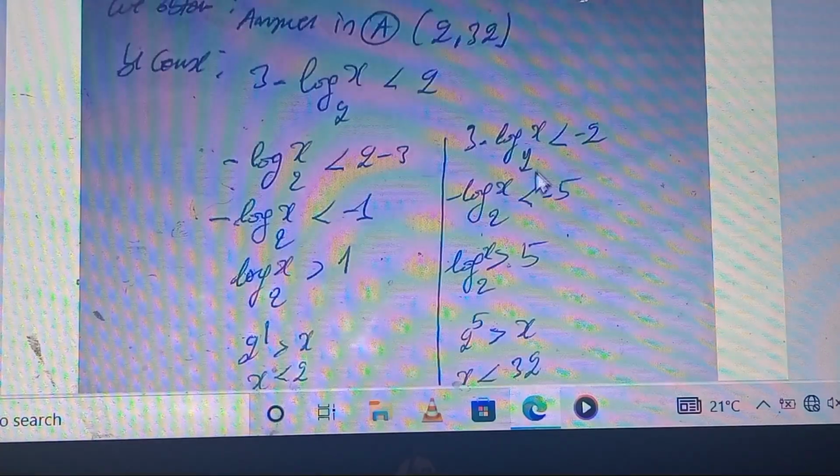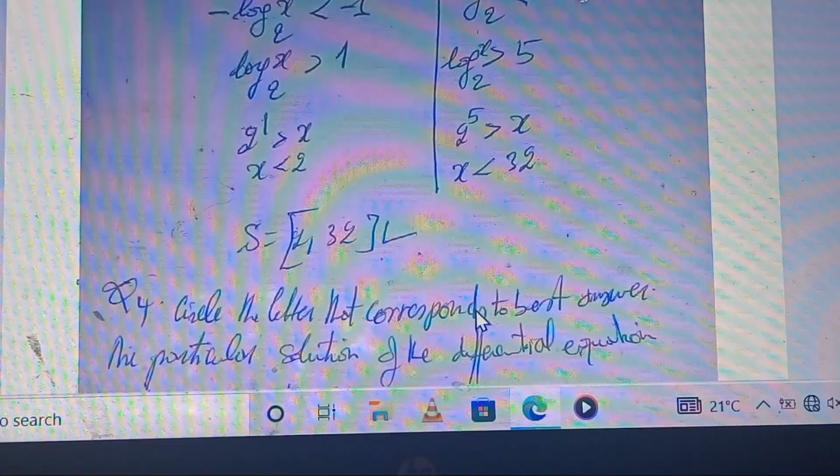Then the other answer, 3 minus logarithm of x over 2. Then you put negative, yes. Then you get minus 5. Then you multiply with negative. Then you get 2 power 5. Then x is less than 32. That's the reason why the correct answer is A.